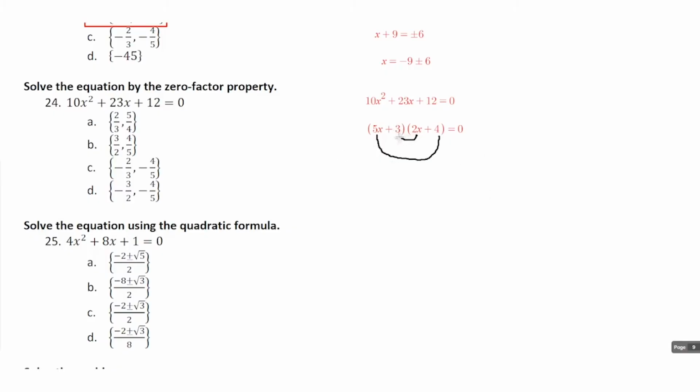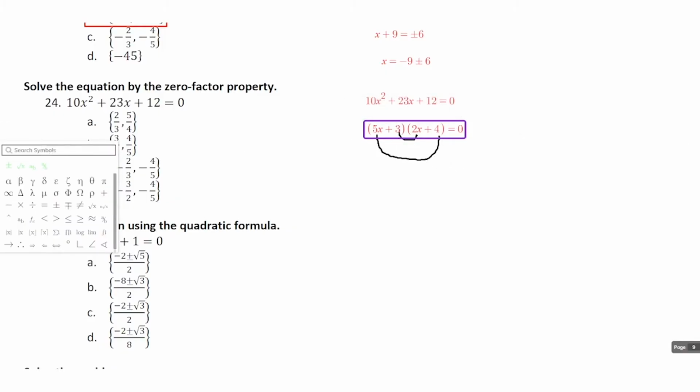The inside terms, 3 times 2x is 6x. For the outside terms, we got 20x. And what we actually want here is for these to add up to 23, which obviously is not happening with this problem. So we've got the wrong combination, and we're going to have to try something else.